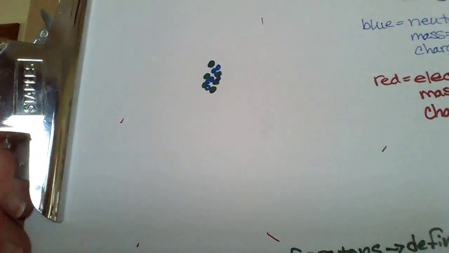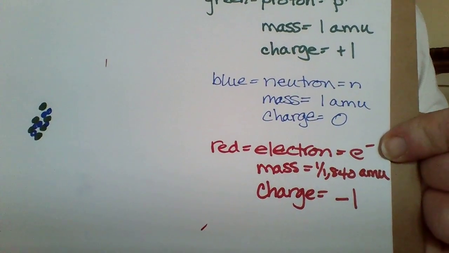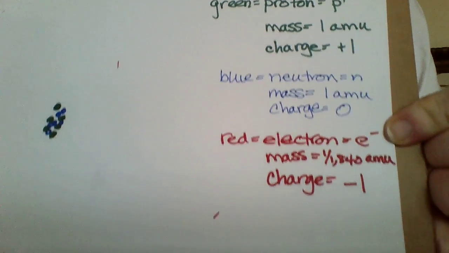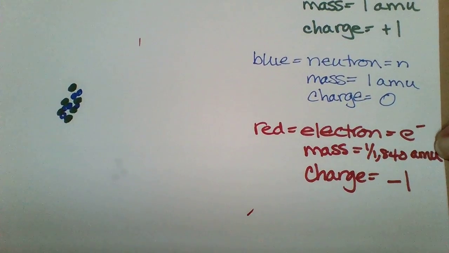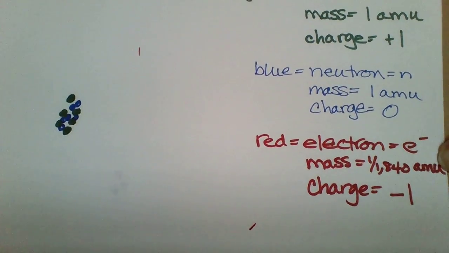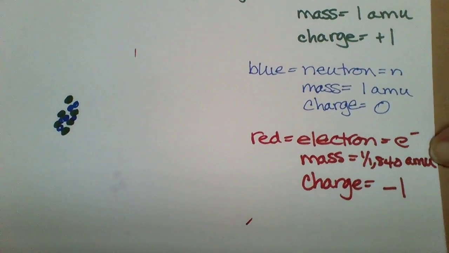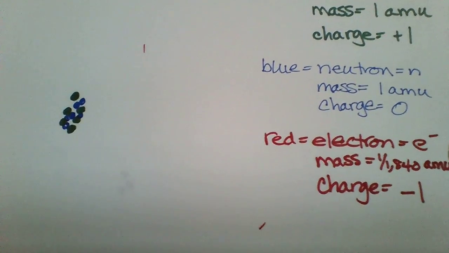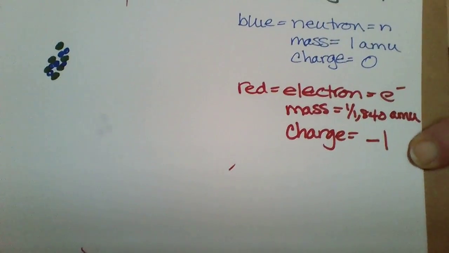Okay? And then these little red flecks zooming around way outside the nucleus, those are electrons. And our shorthand way of writing those is an E with a superscript minus sign. Okay? The mass of an electron is 1 divided by 1,840 atomic mass units. So it's 1,840th of an atomic mass unit. It's a whole lot less massive than a proton or a neutron. Its charge is equal to -1.